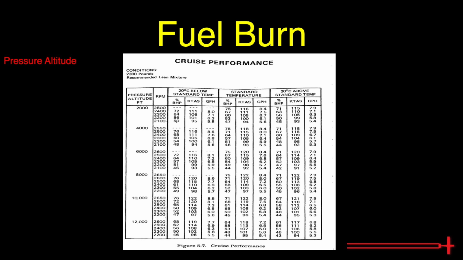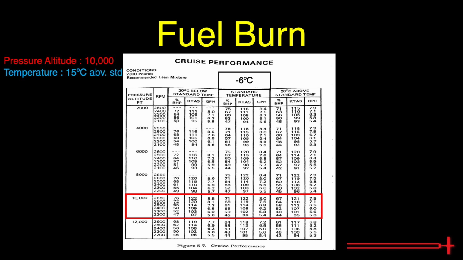Simply find the pressure altitude nearest yours. We are cruising at 10,500 and our pressure altitude is near 10,000. Next, find the temperature nearest the conditions at the time of your flight. We have found a temperature of 9 degrees Celsius at 10,500 feet. Standard temperature at 10,500 is -6. We are about 15 degrees above that, so we will gather our information for the 20 degrees above column.